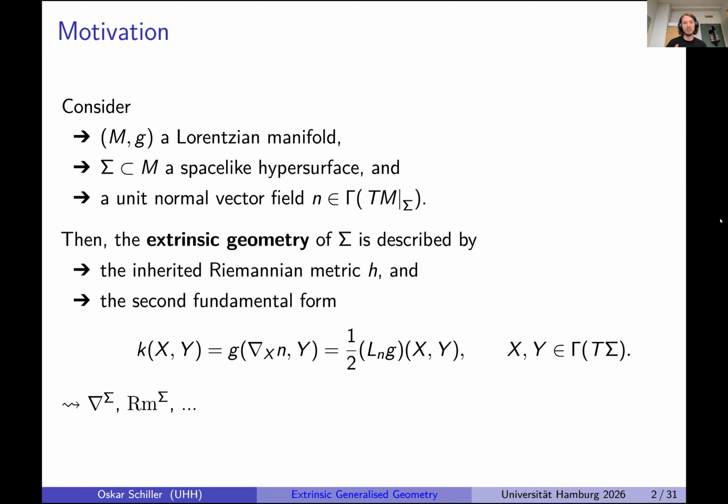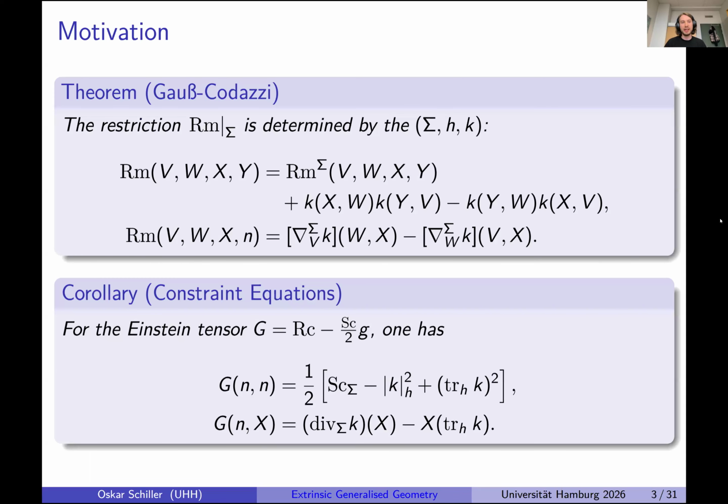Then, of course, on the hypersurface, because you have this Riemannian metric, you have a Levi-Civita connection as well, and then all the curvature tensors with which you can work. You have some important results in this setting, and one of the most famous ones are the Gauss-Codazzi equations, and these relate the Riemann tensor of the ambient space with the Riemann tensor on the hypersurface using this second fundamental form. You have two types of equations there. The Gauss equation captures the parallel part, the tangential part to the hypersurface, and the Codazzi equation captures the part where one vector is a normal vector.